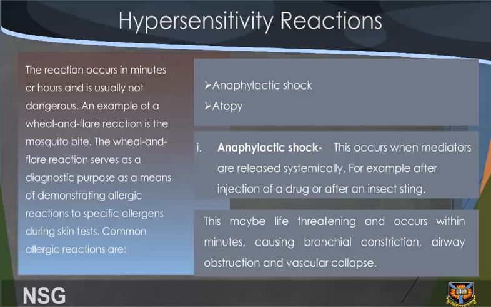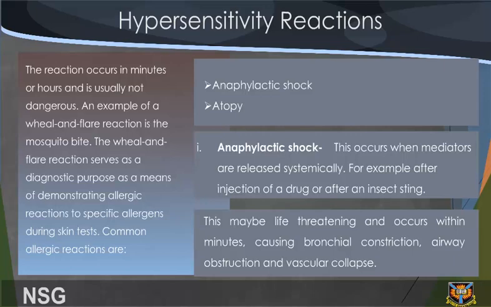The reaction occurs in minutes or hours and is usually not dangerous. An example of a wheal and flare reaction is the mosquito bite. The wheal and flare reaction serves a diagnostic purpose as a means of demonstrating allergic reactions to specific allergens during skin tests. Common allergic reactions are anaphylactic shock and atopy.